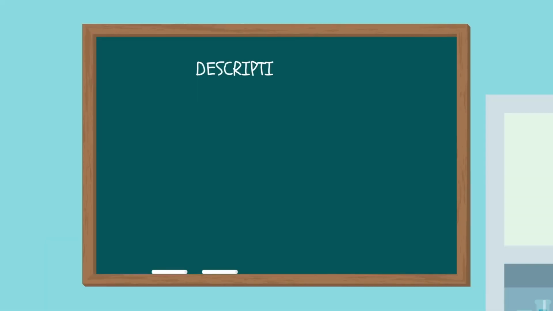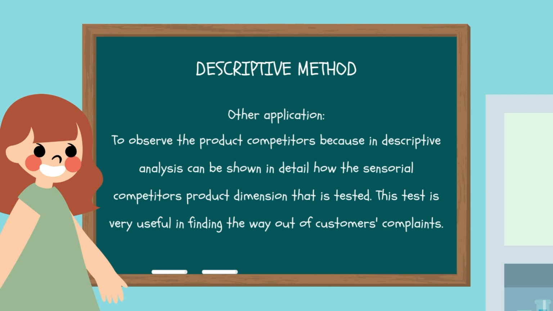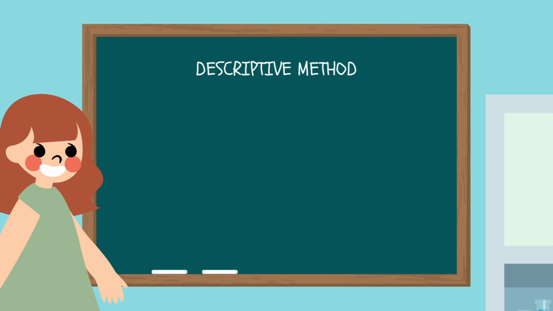The other application of the descriptive test besides the quality control field is also to observe the product competitors, because a descriptive analysis can show in detail how the sensorial dimensions of the competitor's product are tested. This test is very useful in finding the way out of customers' complaints.